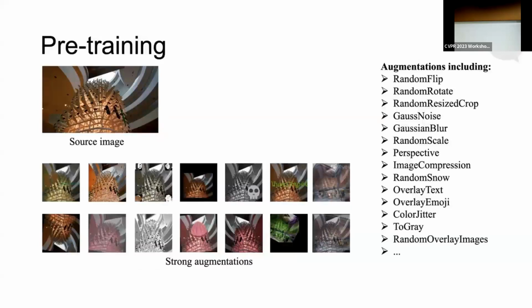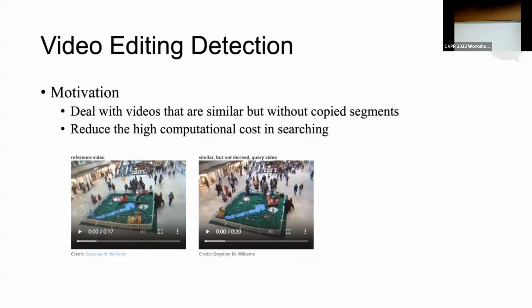In this slide, we show the various augmentations that are adopted in our training. In addition to general augmentations such as flipping, rotating, cropping, adding noise, scaling, etc., we also use adding text or emoji on the image, mix-up, etc.